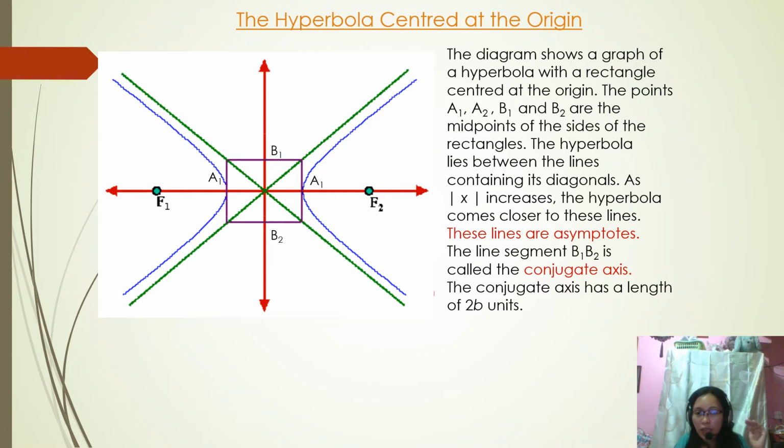Right? So, kana si A, mao na imuhang transverse axis. Si B, mao na ang imuhang conjugate axis. Usually, si transverse axis mas taas compared ni conjugate axis. Usually. Okay. As x increases, the hyperbola comes closer to these lines. Right? And these lines are called the asymptotes. Dinhang dapita. Naani siya mga arrowheads.